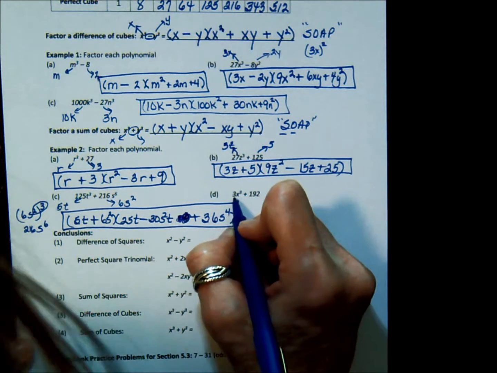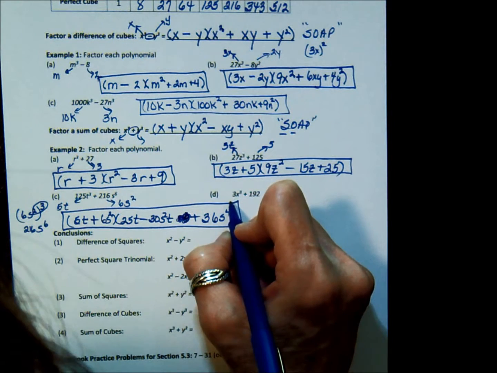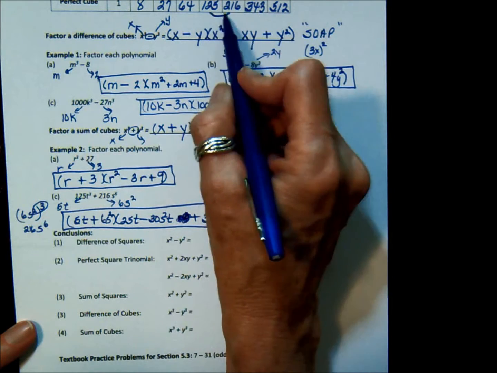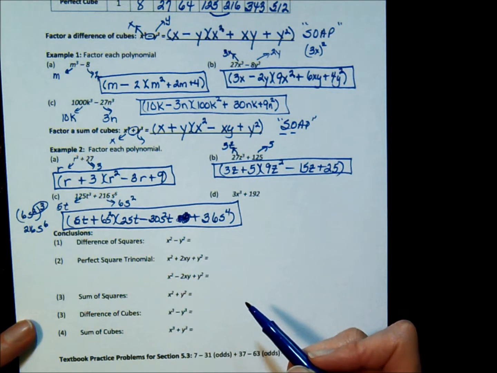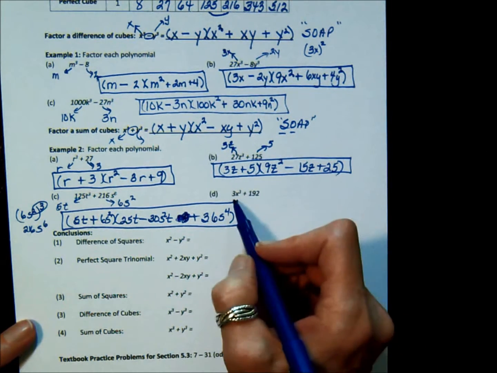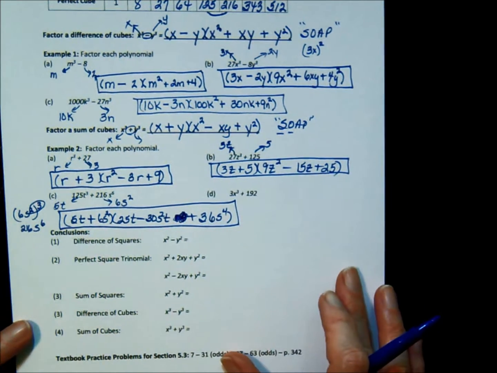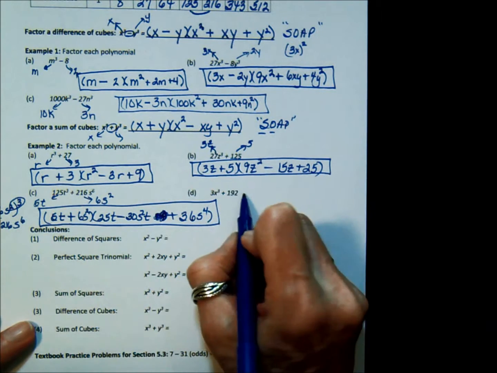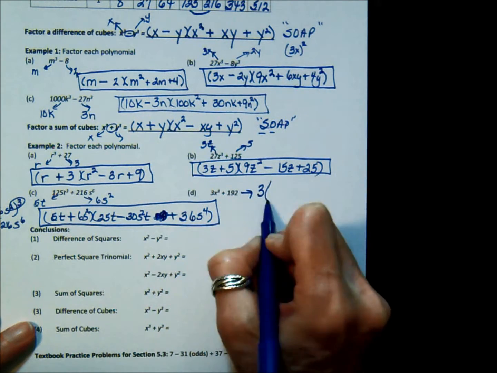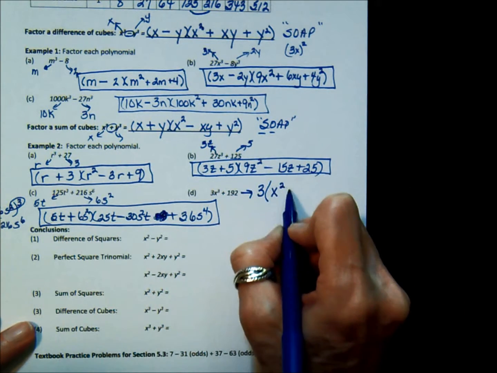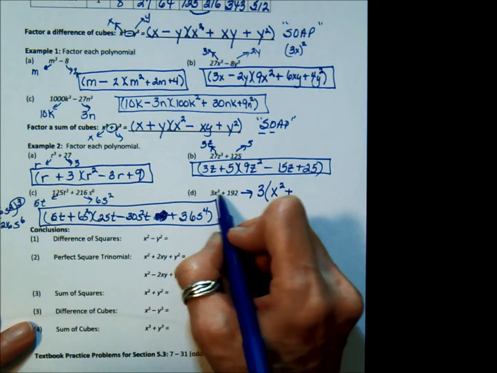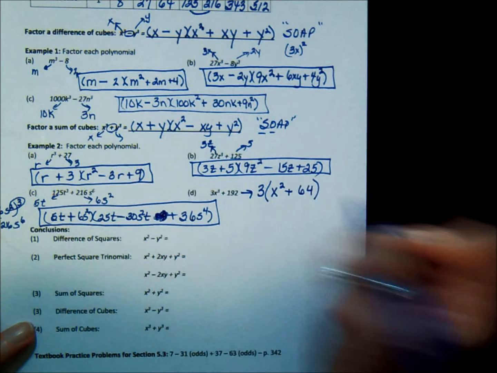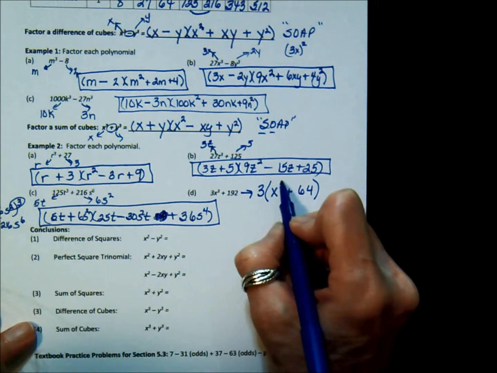This one, 3 is not a perfect cube. Neither is 192. It would be between those, and it doesn't come up on our list. So I'm thinking I must have to factor out a GCF, which often happens in factoring. You first have to factor out a GCF. So my GCF here is 3, and I'm going to be left with x cubed plus, divide 3 into 192, and you're going to get 64.